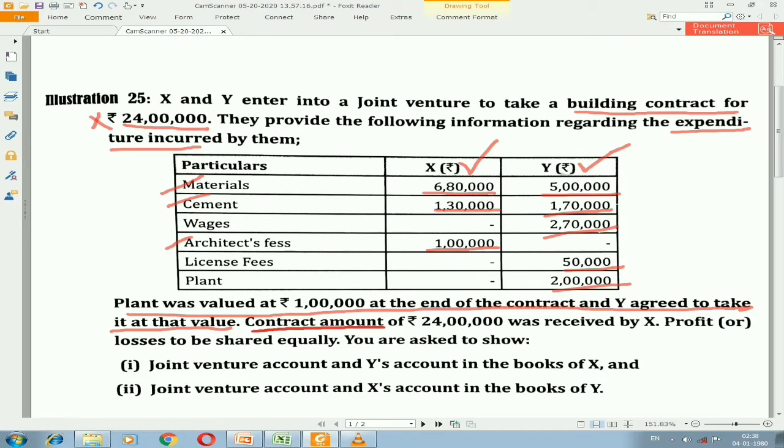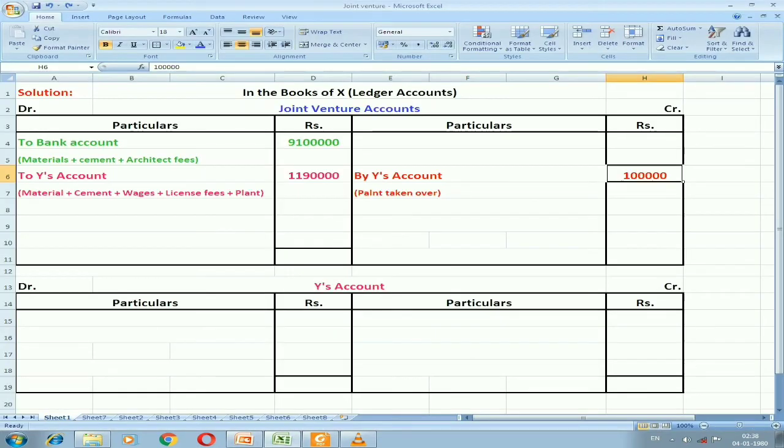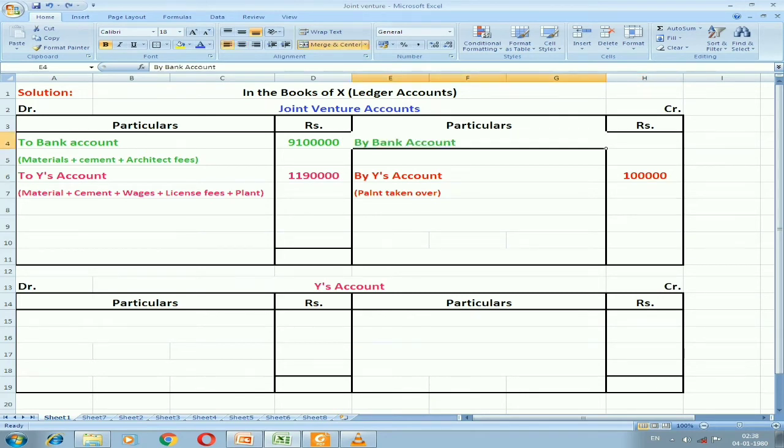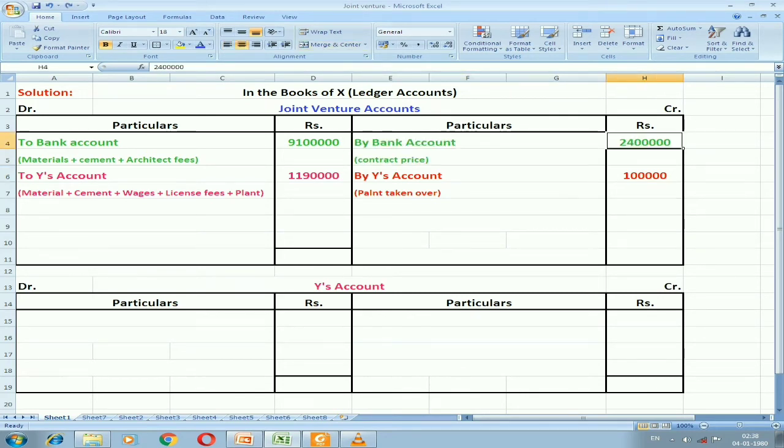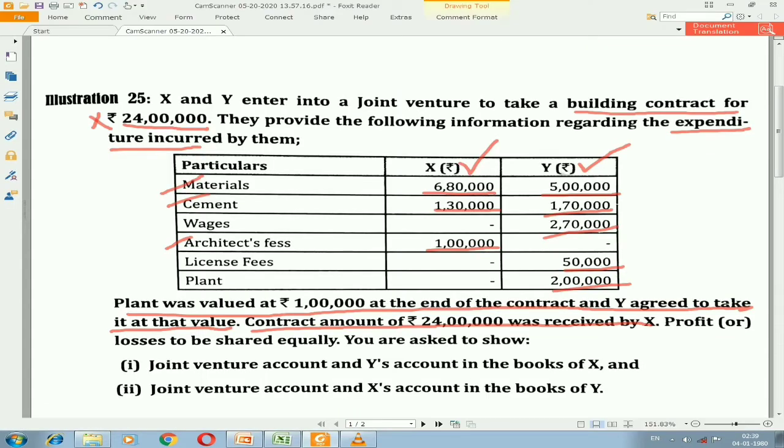Next we have: contract amount rupees 24 lakhs was received by X. In this kind of problem, they usually say that one particular co-venturer will receive the money. Here X is receiving. As we are preparing X's books, we are supposed to record through bank. We are not going to record in his name, because it is his books. So we record it as income in the bank account, that is contract price 24 lakhs. Apart from that, in the illustration, we don't have any other expenditures or income.